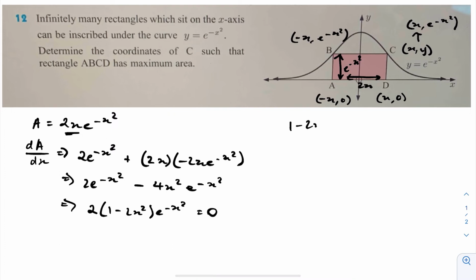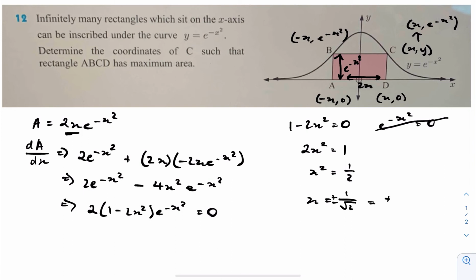So 1 minus 2x squared could equal 0, or e to the power of negative x squared could equal 0. However, we know that e to the power of negative x squared will never be 0, because anything to the power of something with x in it can never be 0. So this is crossed out. Now we can make 1 minus 2x squared equal to 0 by making 2x squared equal to 1, x squared equal to half, and x is equal to plus minus 1 over root 2, which is equal to plus minus root 2 over 2 when we rationalize the denominator.